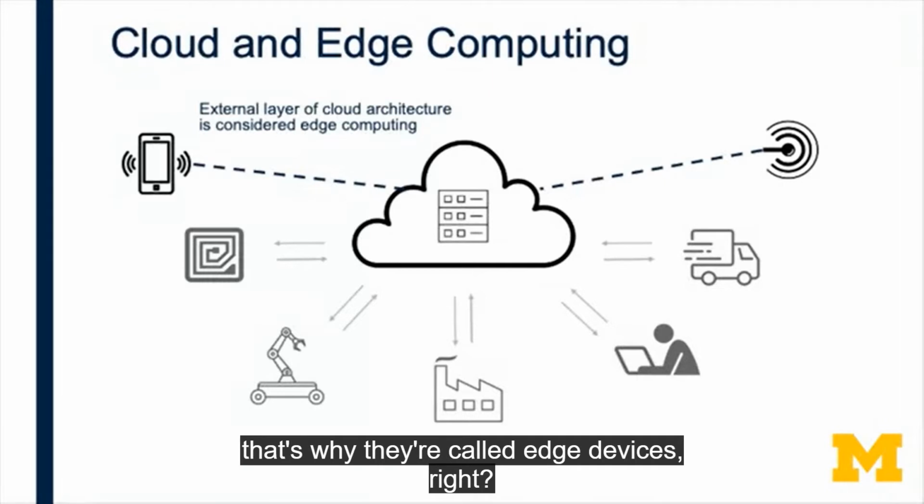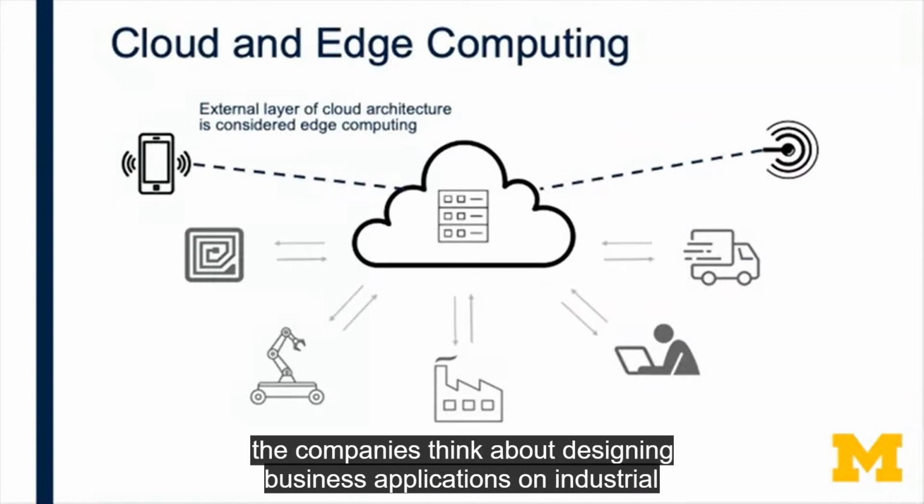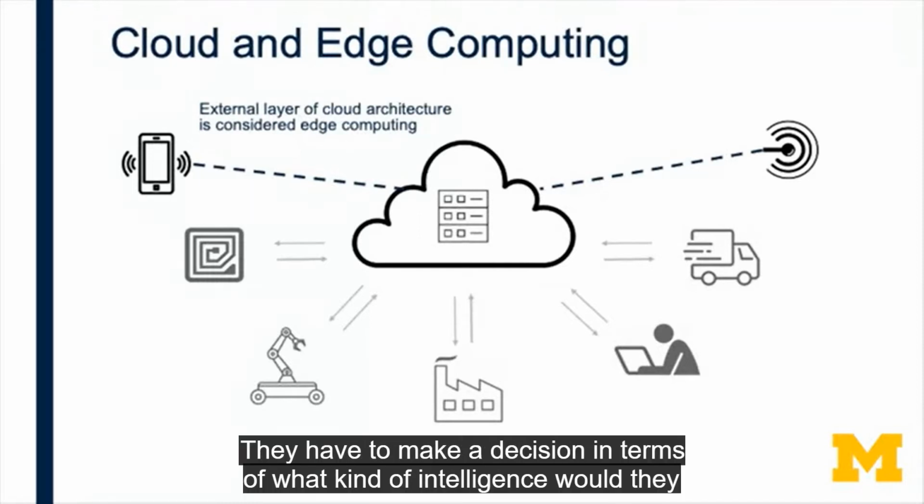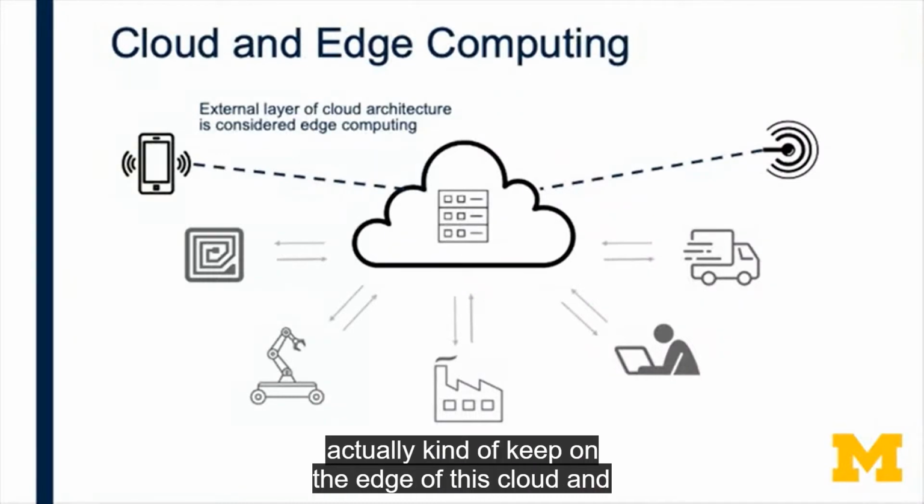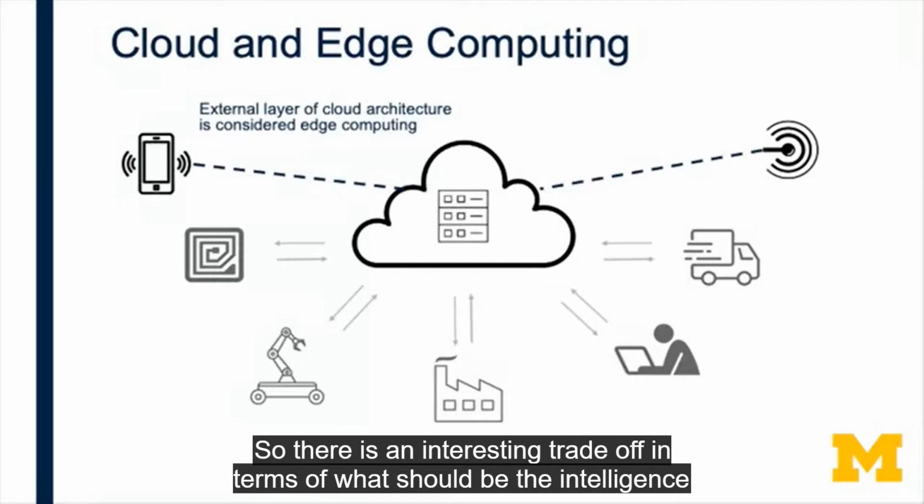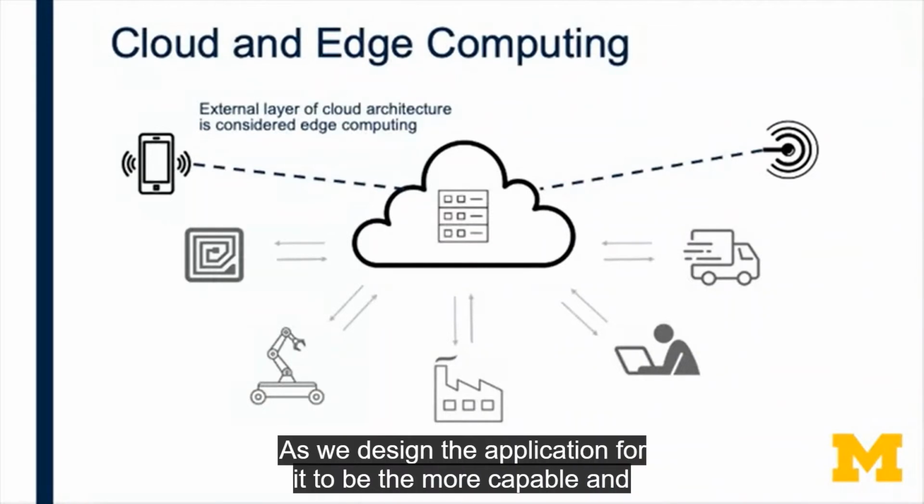This edge computing concept is more popular now because, as companies think about designing business applications on industrial Internet of Things, they have to decide what kind of intelligence they would keep on the edge of this cloud and what will go in the core of this cloud. So there is an interesting trade-off in terms of what should be the intelligence in the edge and what should be in the cloud as we design the applications for it to be more scalable and usable across different locations.